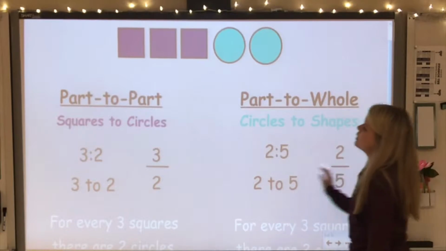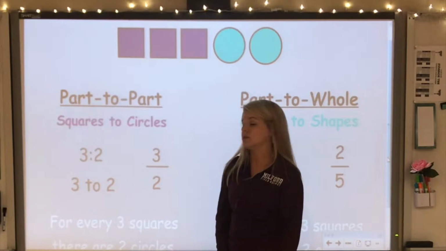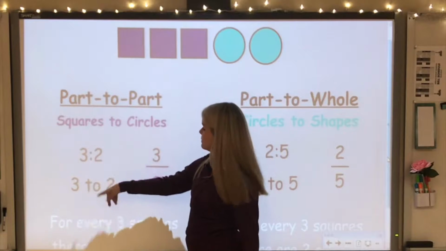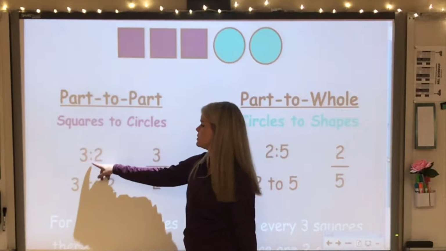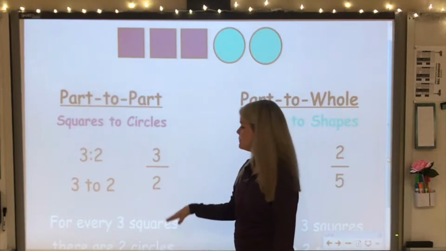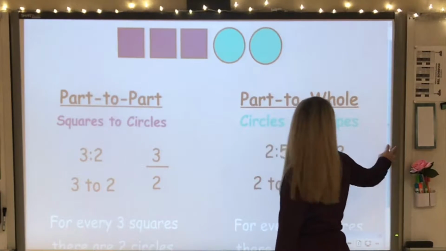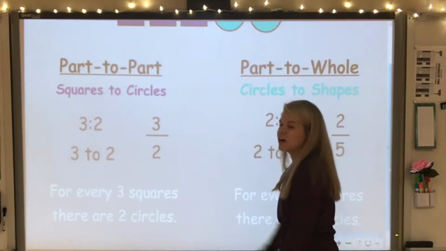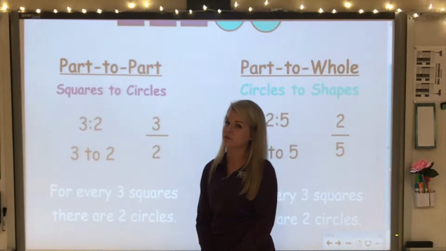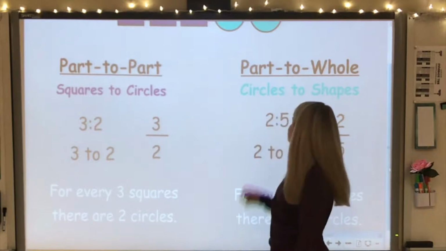Here we go. So a part to part comparison is squares to circles in this representation. We have 3 squares to 2 circles. We can represent that comparison using a colon. We can also write it as a fraction, and we can also use the word to. If a question ever asks you to explain the ratio, this is how we would explain what the ratio means. For every 3 squares, there are 2 circles.